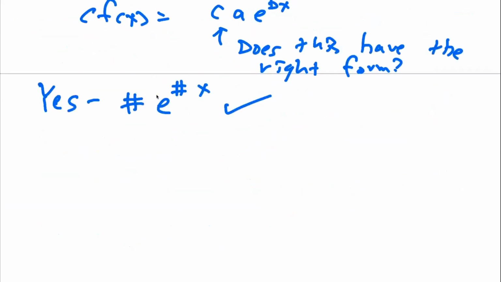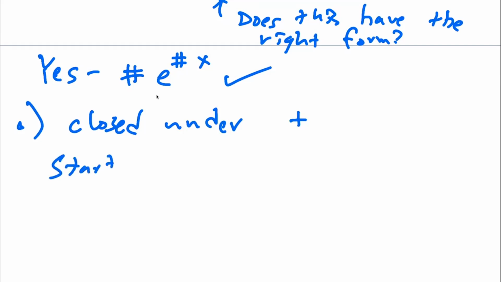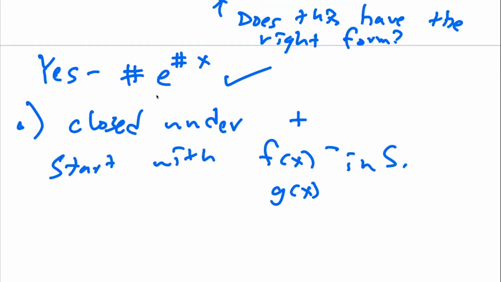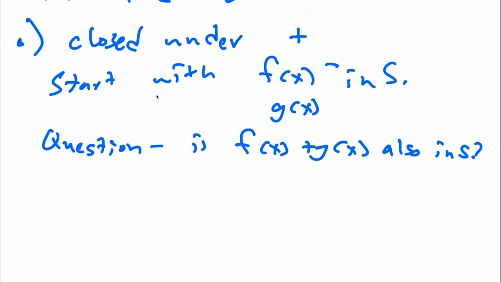So the final one is closed under addition. Here we will start with two functions, f of x and g of x, in S. And the big question is: is f of x plus g of x also in S? If the two functions start out as satisfying the criterion for membership, does the sum?